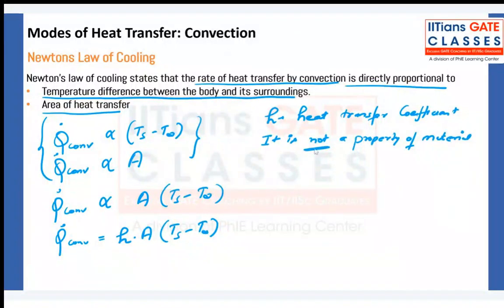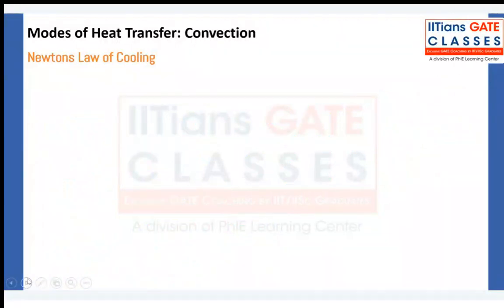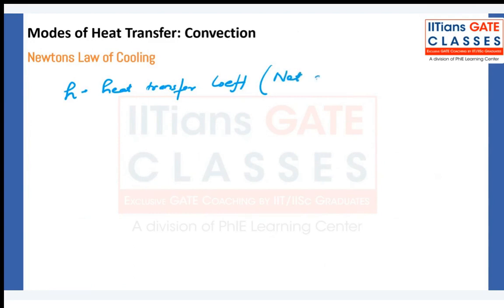Its unit is watt per meter square Kelvin. Let us see the unit of this. h is in watt per meter square Kelvin, area is in meter square, and this is Kelvin. So Kelvin cancels, and the unit is watt. So h is the heat transfer coefficient, it is very important, and it is not a property of material.